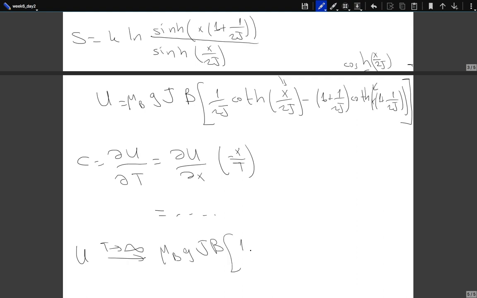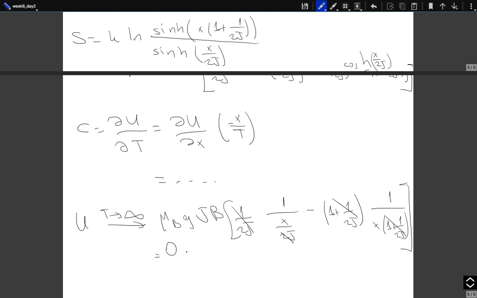Cotangent hyperbolic is 1 over x over 2j. Okay, we will need the next term. Minus 1 plus 1 over 2j, times 1 over x times 1 plus 1 over 2j. This cancels this one. This cancels this one. So this is just 0. Plus, of course, there will be terms of the order of x squared.